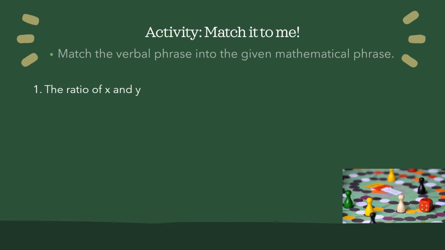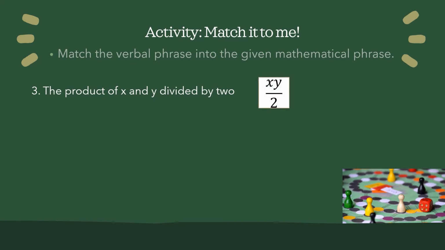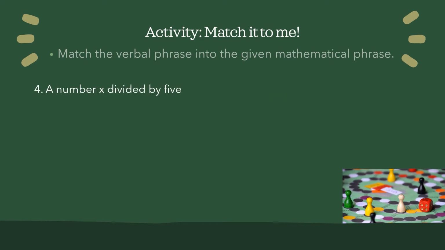Number 1, the ratio of x and y. In symbol, we have x over y. Number 2, 1/3 of the square of x. In symbol, we have x squared over 3. Number 3, the product of x and y divided by 2. In symbol, xy over 2. And number 4, the number x divided by 5. In symbol, we have x over 5.